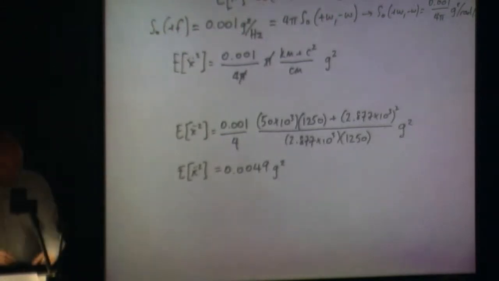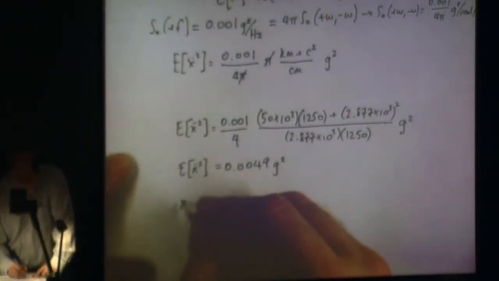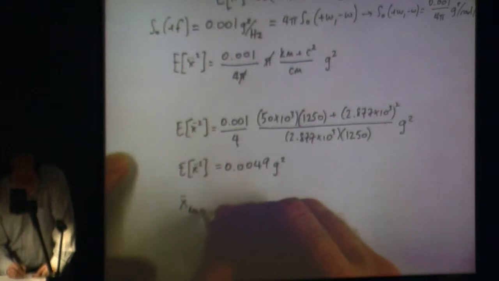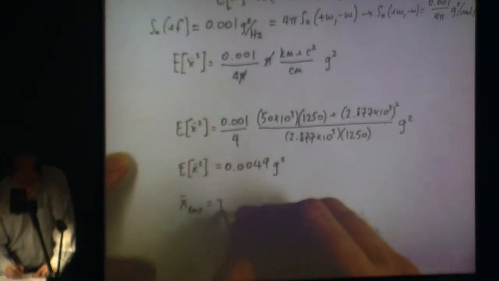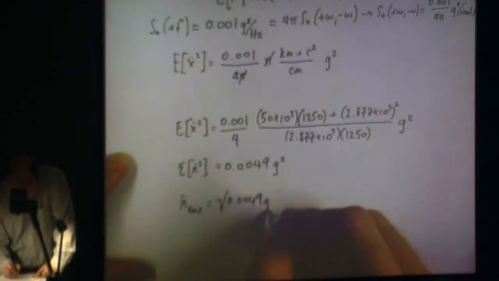So the root mean square value, x double dot RMS, so the square root of 0.0049 g squared.